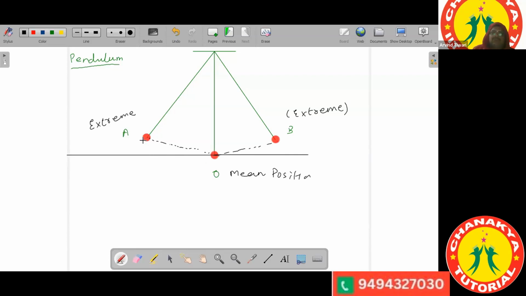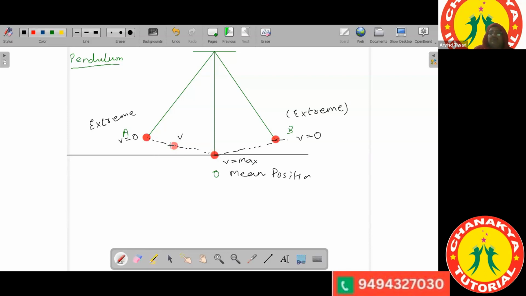So during its motion from A to O, its speed is increasing, and from O to B, its speed again decreases. And when it reaches the point B, the extreme position, its speed becomes zero. So at these positions, its velocity will be zero, both at A and B, but at the mean position, it will have maximum velocity. Anywhere in between, it will have some velocity also.